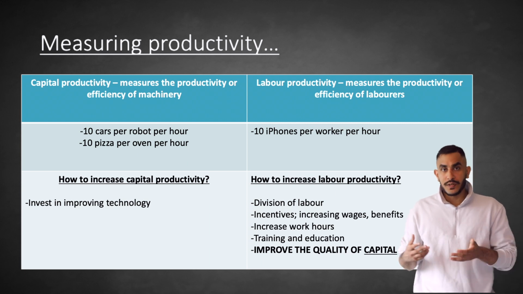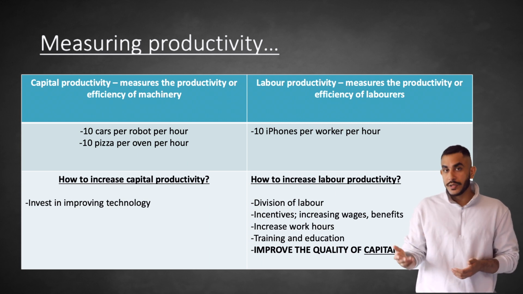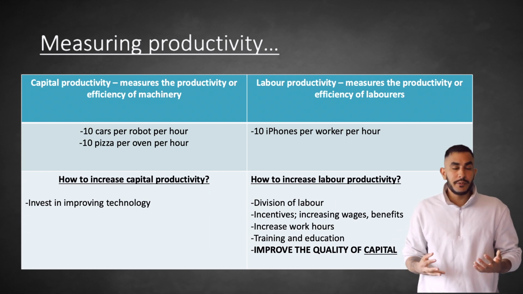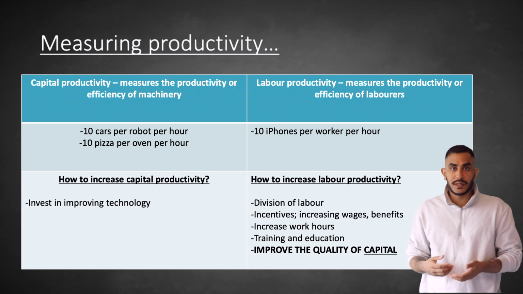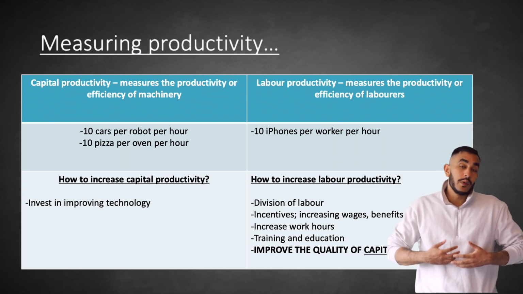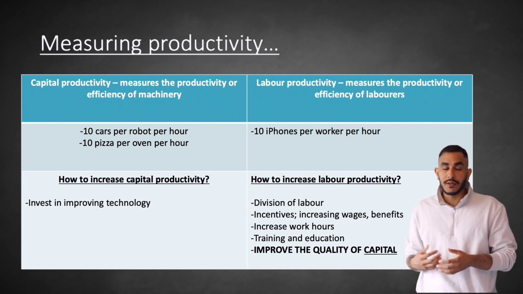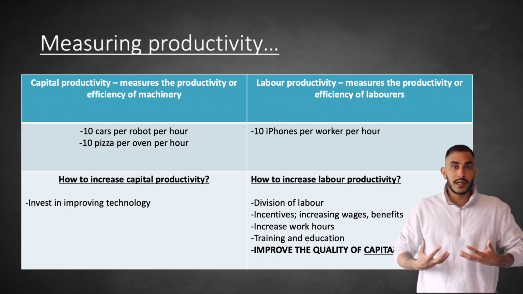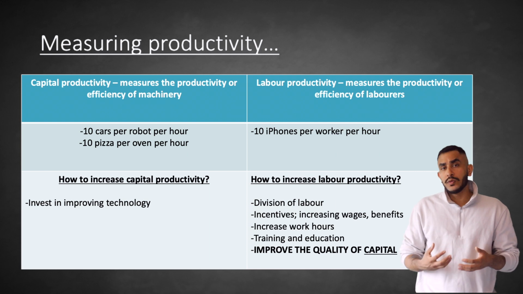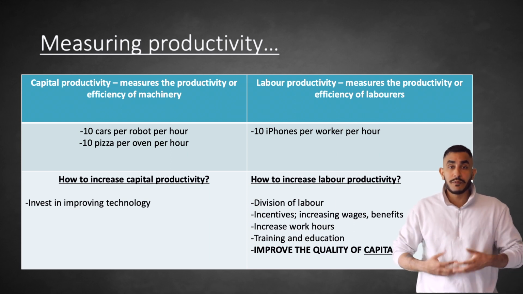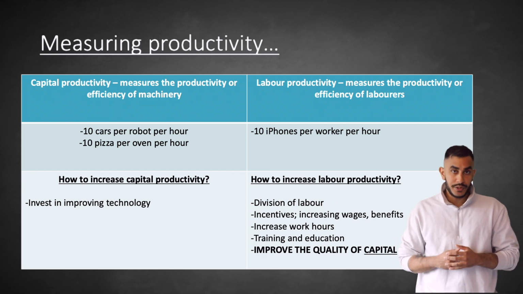Examples would be division of labor, which we will look at later on in this topic. We could give workers incentives like increasing their wages or providing them with benefits such as a free gym membership. We can allow workers to work longer hours or work part-time if they want to increase the amount of work they do for a firm. We might also train and educate workers, or we could provide workers with better machinery and tools to produce with.